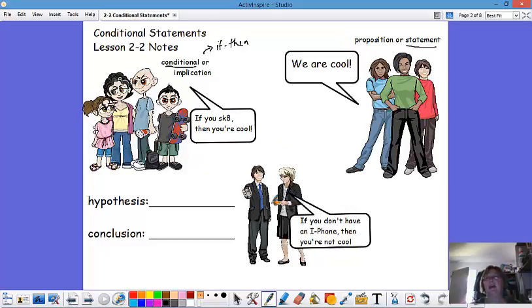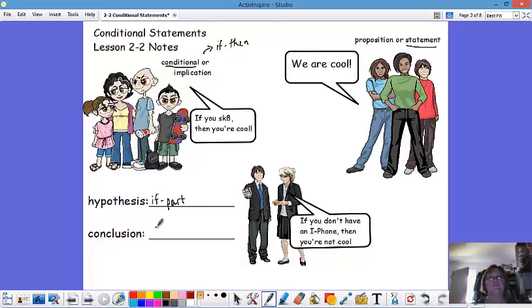These folks at the bottom, they're not exactly making a statement about cool. They're making a statement about not cool. And they say, if you don't have an iPhone, then you're not cool, right? Still an if-then. This is a conditional, but it's in the negative. Just different. In an if-then statement, in a conditional statement, the hypothesis is called the if part. For this group of people, their hypothesis is, if you don't have an iPhone. You don't have an iPhone is their hypothesis.